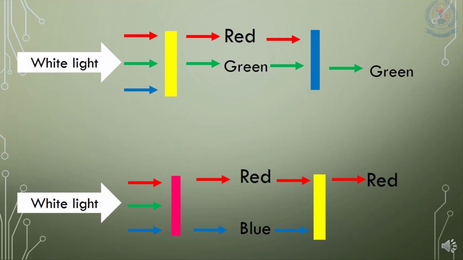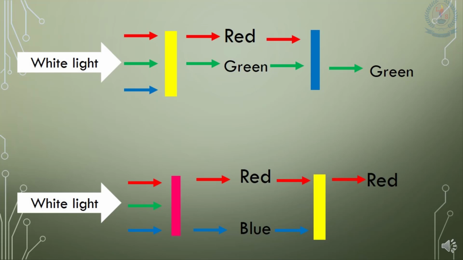Yes, only red and green will pass through the yellow color light filter, because when we take together the two primary colors red and green, we will get the secondary color yellow.